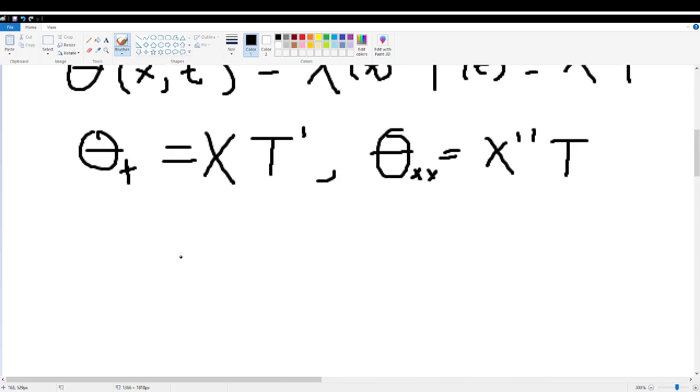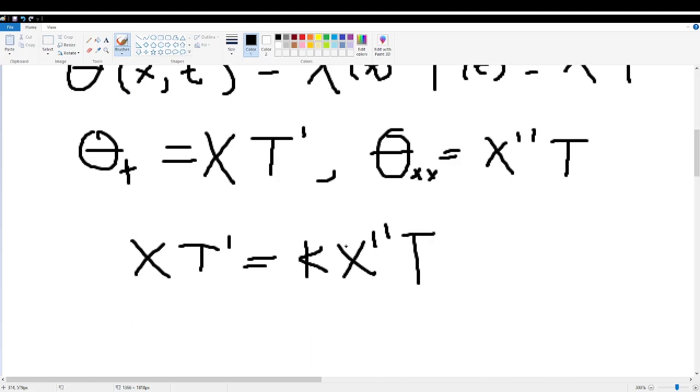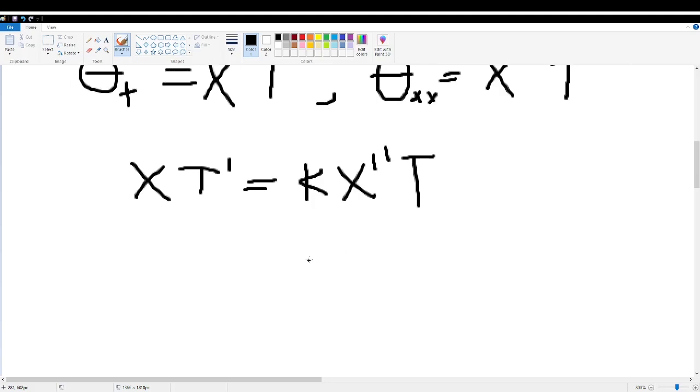Now let's plug them back into the equation, and we're going to get that X T prime is equal to k X double prime T. Well, now this looks like something we can separate. In other words, we can have only x's on one side and only t's on the other side. So for convenience, let's divide both sides of the equation by X and both sides by kT. So we're going to end up with something like T prime over kT.